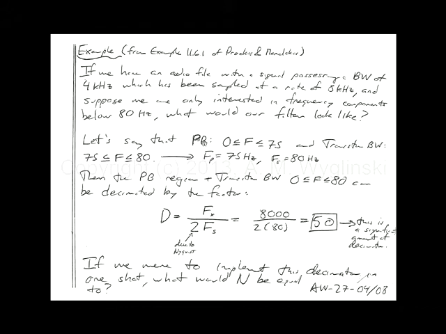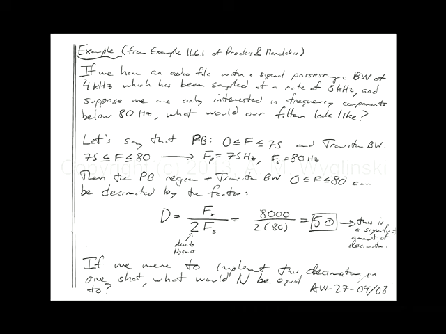We have the constraints that the passband region is from 0 to 75 hertz. So already that's pretty narrow. The transition band is only 5 hertz. That means our passband frequency is up to 75 hertz, our stopband frequency is up to 80 hertz, and the passband region plus the transition band is 0 to 80. First of all, we want to figure out how much we need to decimate by. What should the decimation factor be?